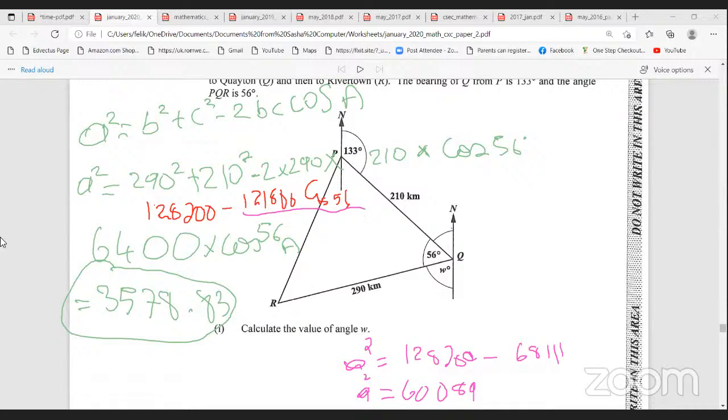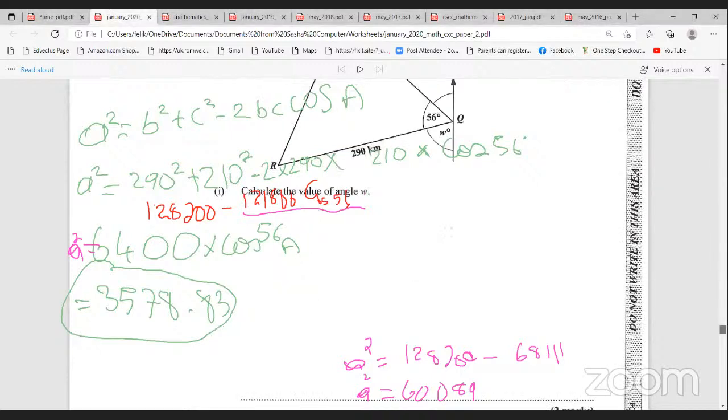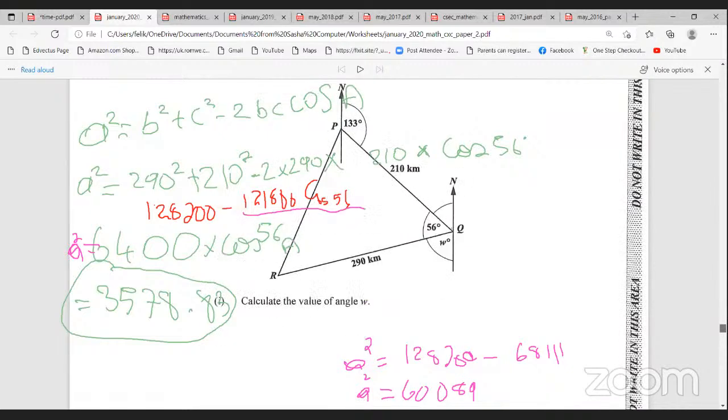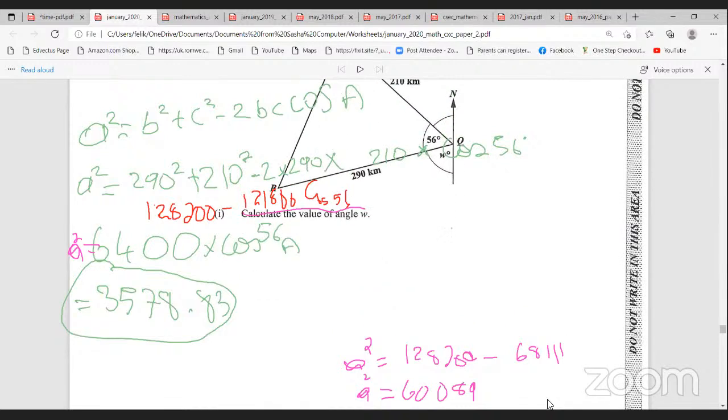I just want to make it important for you to keep your a square, because leaving off the a square prevented you from getting the answer in the first place. So that was a barrier. All right, so we have a square equal 128,200 minus that, and it gives us that answer.